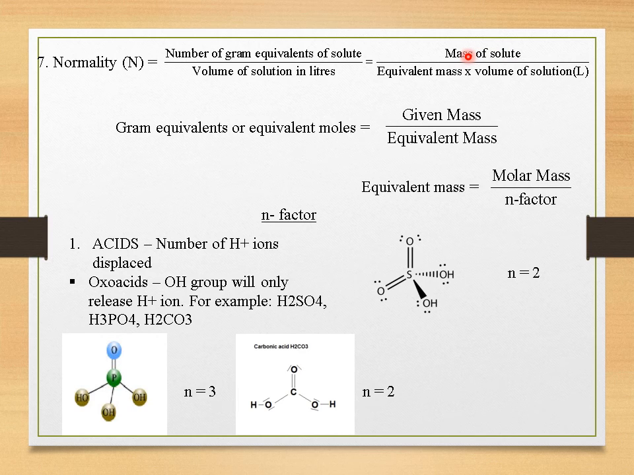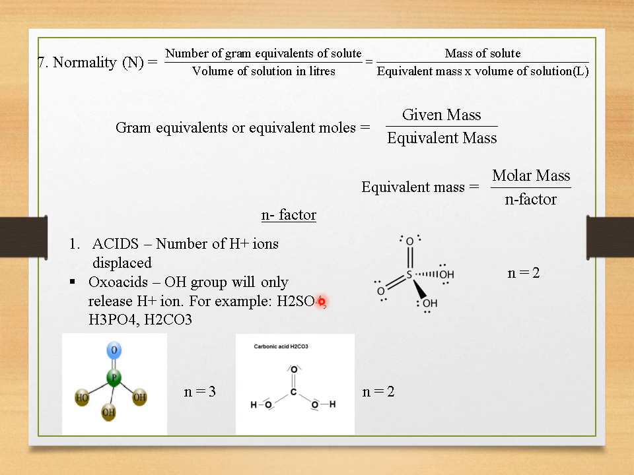Okay, so let's find out how you can find the n factor. If you are making an acidic solution, the value of the n factor would depend upon the number of H+ ions that would be displaced in an acid. So the number of H+ ions that you will have will determine the value of the n factor. So for example, let's say I want to make some oxo acids.